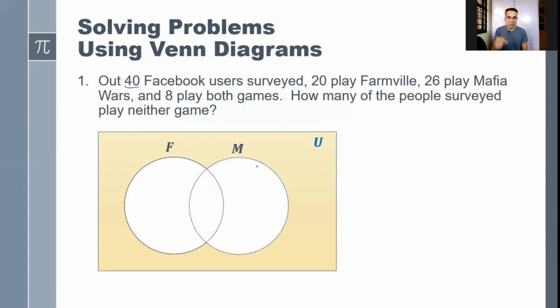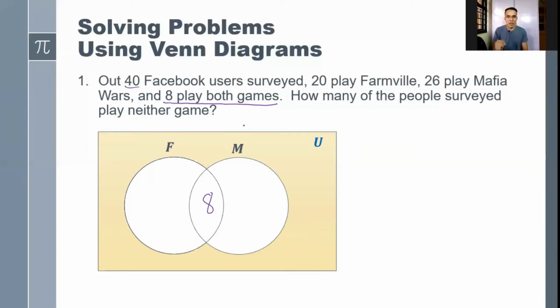In putting the numbers in the Venn diagram, it's convenient for us to start with whatever is common to the given circles, whatever is common to the given subsets. In this case, this is what we call the common part, or the intersection, between these two sets. Therefore, we're going to write here 8 because 8 play both games.